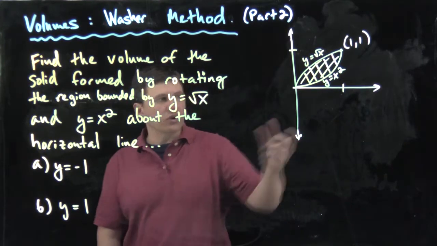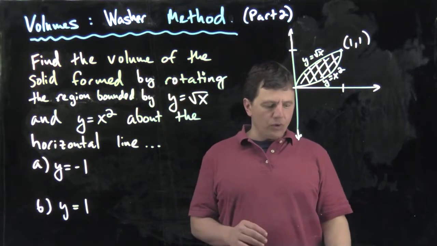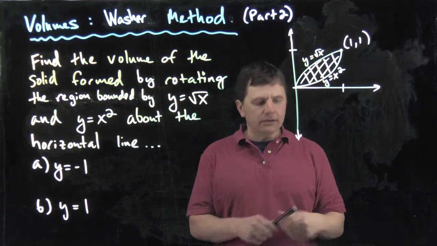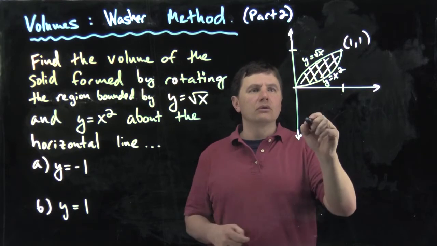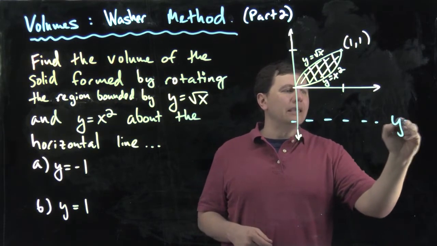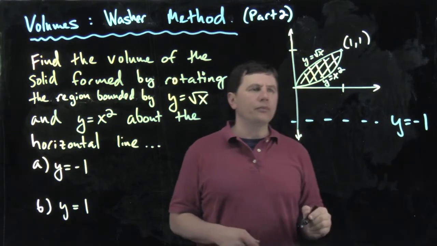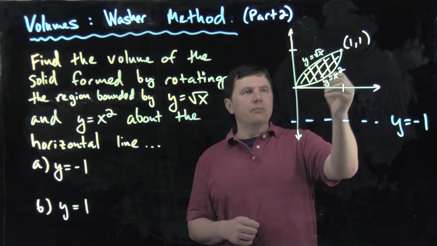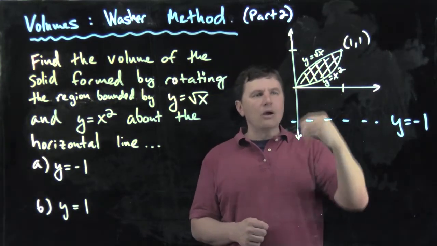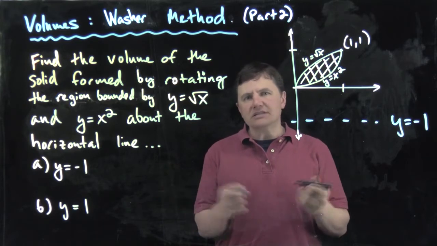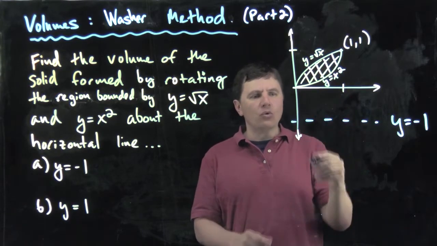The first one we're going to do is, what if we take that region and we rotate it about the horizontal line y equals -1? Okay, so what's going to happen here is we take that region and rotate it all the way around. This isn't going to be the same shape at all. This is going to have a hole in it.